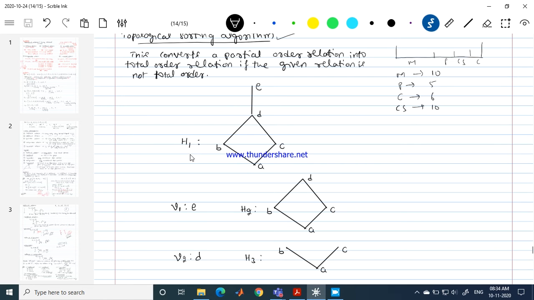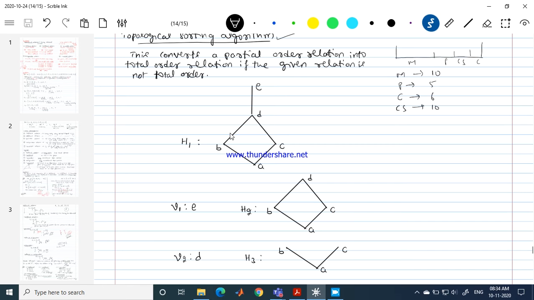First step is to call the given graph H1 and identify one vertex from the graph which is not the source for any edge. In this example, E is the only vertex which is not the source for any edge. So I need to call this one V1. Now we are supposed to delete this vertex.